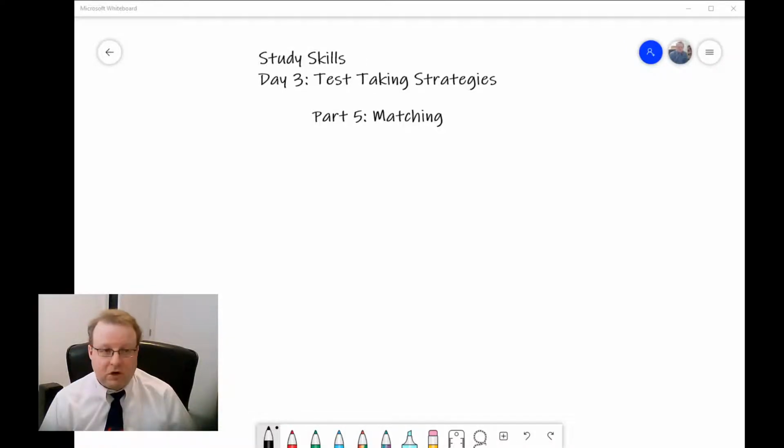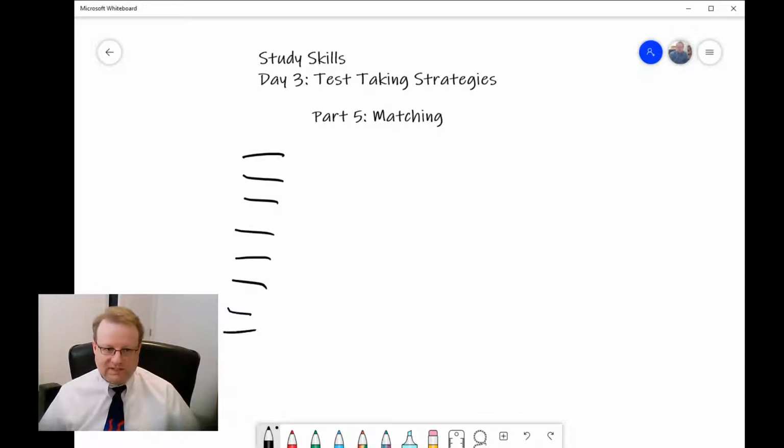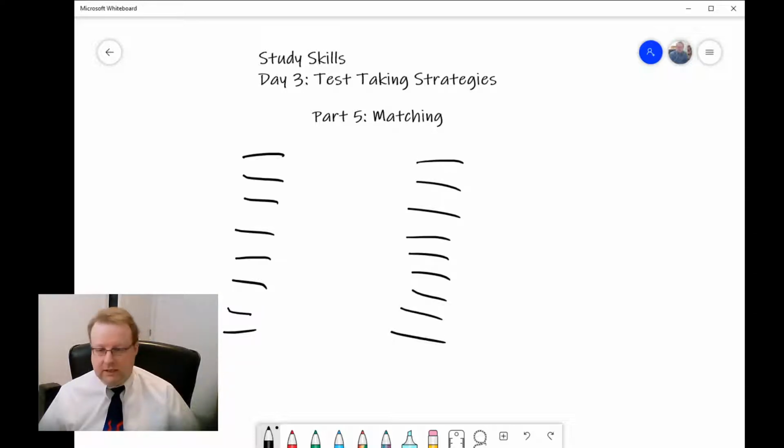So in part 5 of our study skills series, we are going to look at matching questions. Matching questions are ones where you will have a series of options on one side and a series of things to match them to on the other. Really common with terms and their definitions.